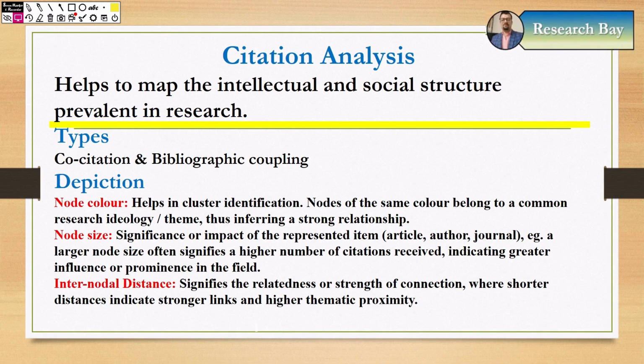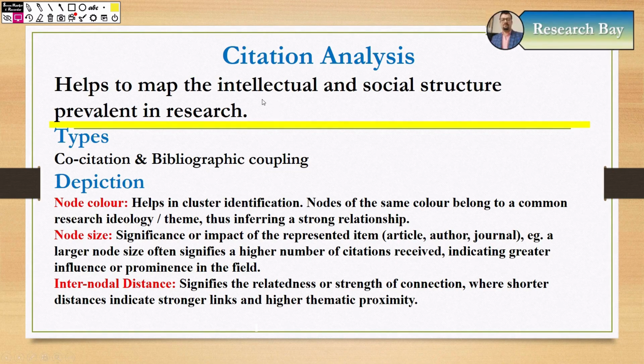When A and B both have the same references quoted by them in their articles, that means at least one similar reference is there. Maybe there are 2, 3, 4, 10. In that case, A and B are said to be coupled, or the analysis is known as bibliographic coupling.